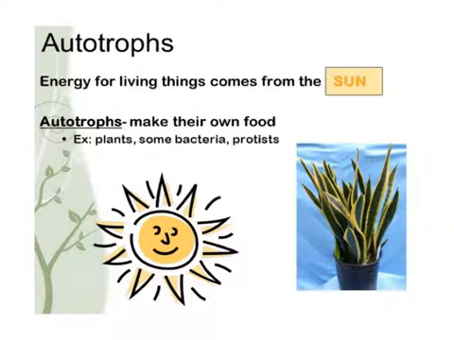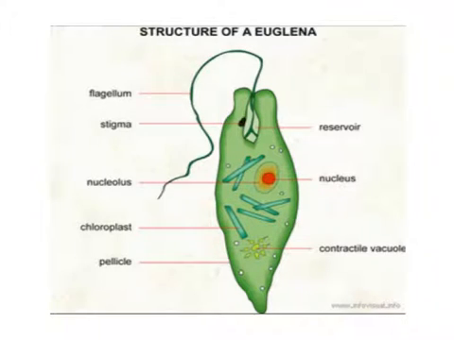So all energy for living things come from the sun first, and then that sun helps all the plants create their own food. For example, plants, some bacteria, some algae, and some protists. Remember we saw those protists under the microscope. Here's a picture of one of the protists that we saw under the microscope, and that was the euglena.